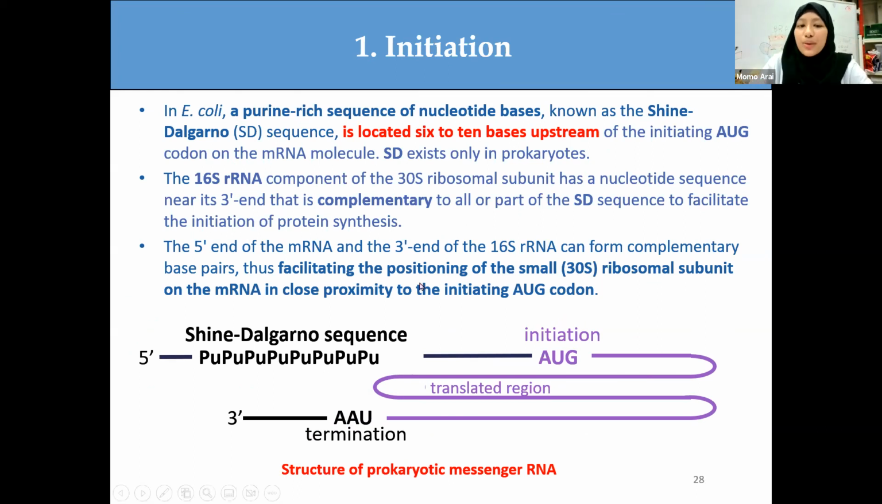That's it. So before I begin initiation, I know you guys took this lecture and there was something called the Shine-Dalgarno sequence at the beginning. This is only for prokaryotes, like it says here. It's a prokaryotic mRNA.